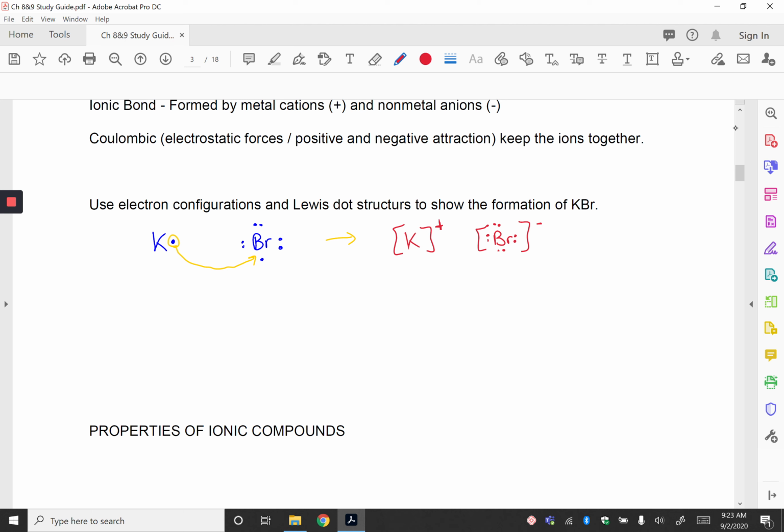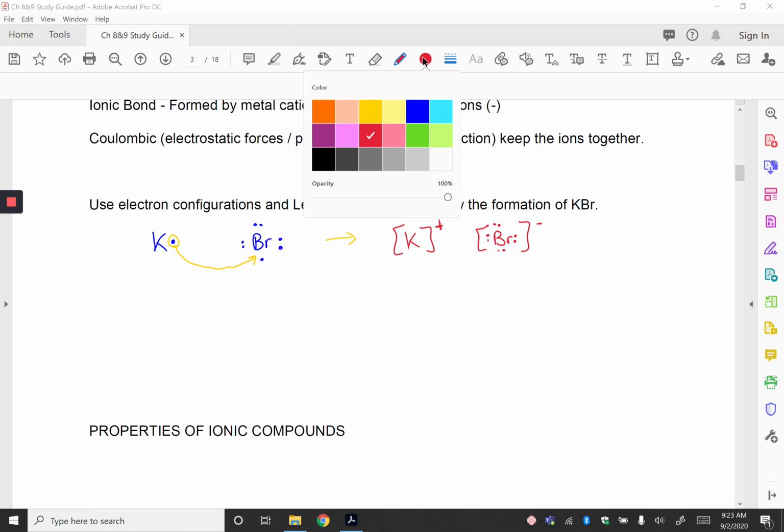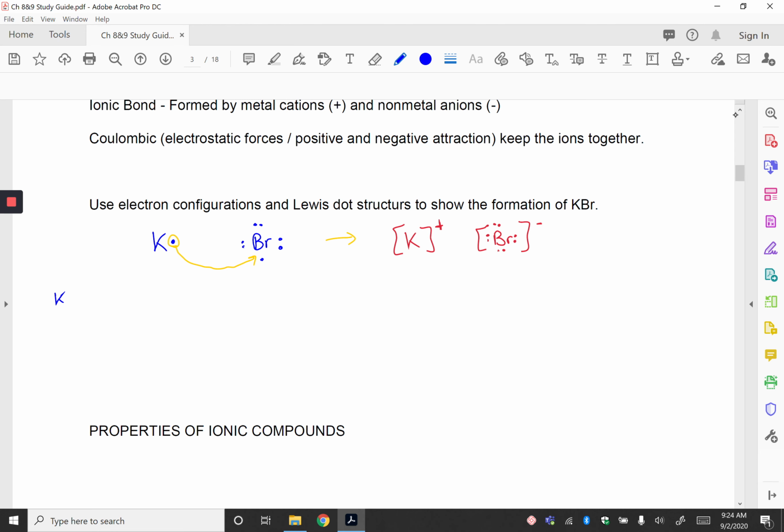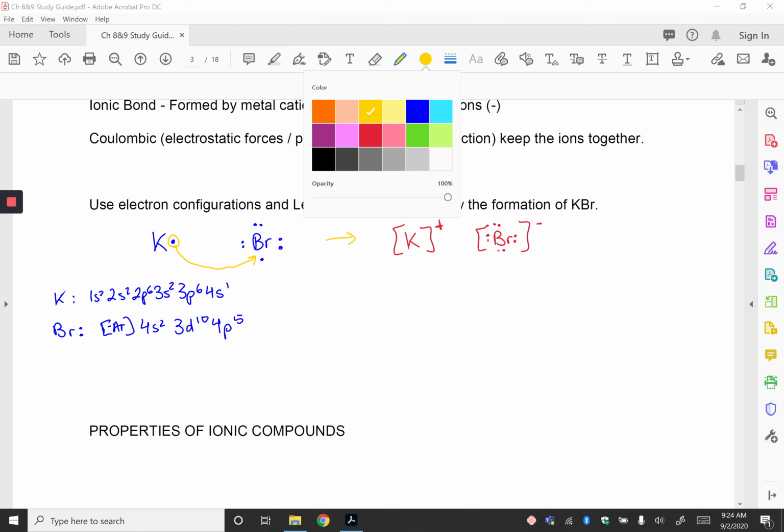Let's show that same thing with electron configurations. So potassium's electron configuration is 1s2, 2s2, 2p6, 3s2, 3p6, 4s1. Bromine is, I'm just going to, for short, make it into argon, 4s2, 3d10, 4p5. So you can see that both of those are not very stable configurations.